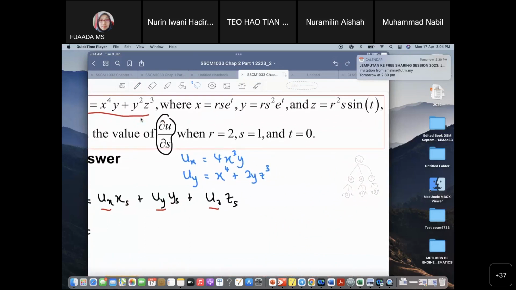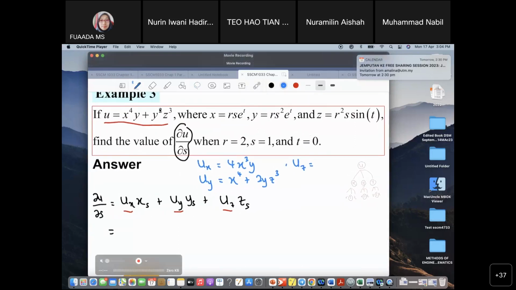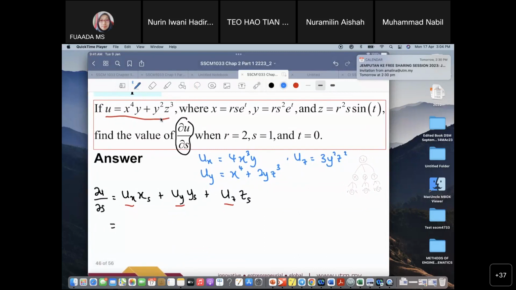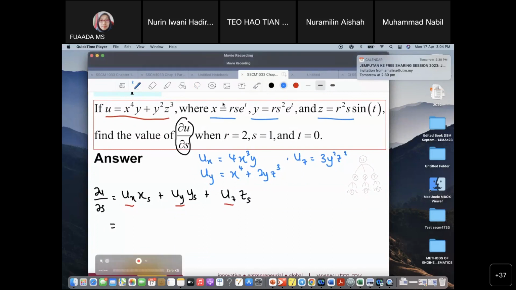UZ. So we need UZ. So UZ, first term 0. And the second term will give you 3 Y square, Z square. Okay, and then what else? XS, YS, ZS. So each of the X, Y, and Z, you must differentiate that with respect to S. So you ada lagi 2 parameter, R dengan T. So we have to assume they are constant.